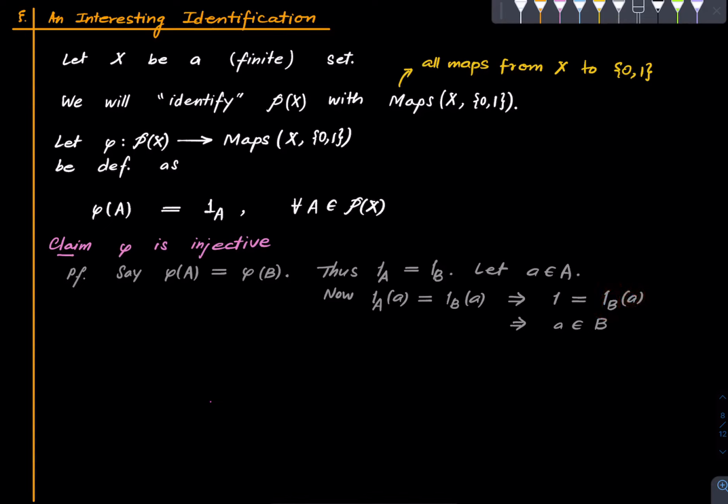So what we did was start with some arbitrary element of capital A and show that it lies in B, and therefore what we have shown is that A is a subset of B. Similarly, one can show B is a subset of A, and hence A and B are the same. So that shows injectivity of the map phi. And now for surjectivity.